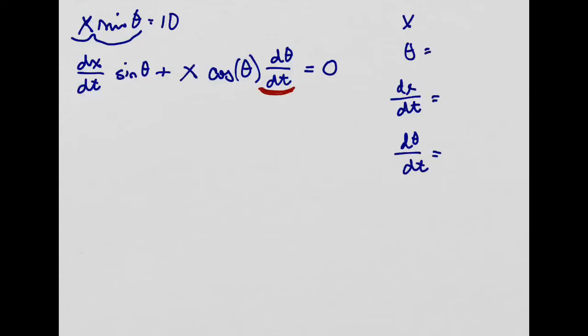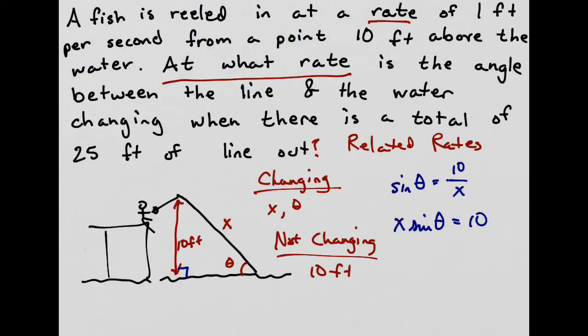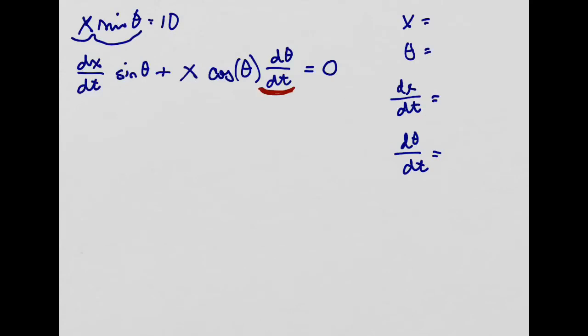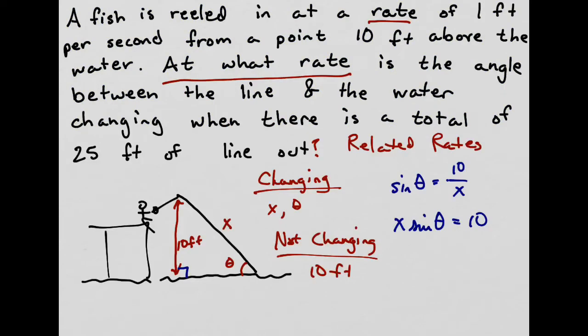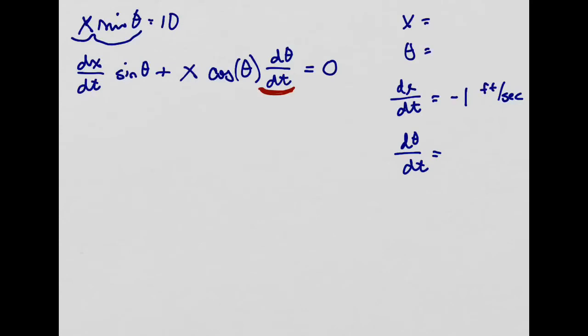And we are given some of this information in our problem. At what rate of 1 foot per second, that is going to be how x is changing. So dx dt is 1. And he's reeling it in, so it's actually minus 1 foot per second, I believe. Let me go back and check. So it's reeled in. So this distance x is shrinking, so our rate is negative. Okay, from a point 10 feet above the water, at what rate is the angle between the line and the water changing when there is a total of 25 feet? So x is 25 feet.